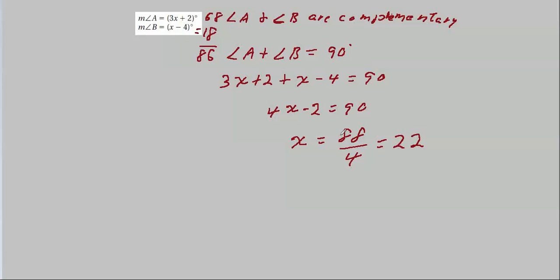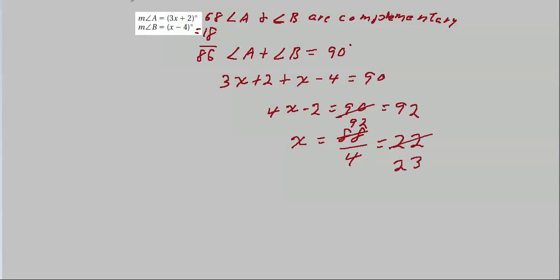Uh-oh. I see. I did what students have been doing for thousands of years. I subtracted when I should have added. See, you're not the only one who does things like that. This actually should have been 92. And this should have been 92 over 4. And I think that would make this 23, wouldn't it?